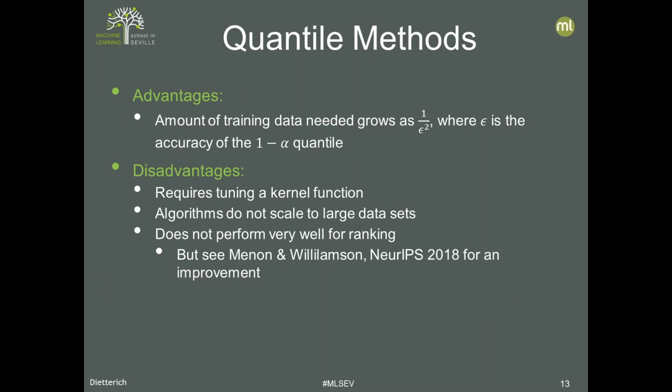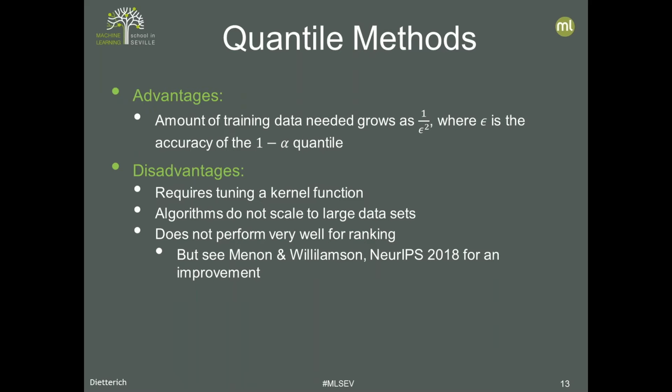Okay, so the advantages of these is that the amount of training data we need is much less. It only grows as 1 over epsilon squared, where epsilon is how accurately we want to hit that 1 minus alpha quantile. But it is a little bit tricky to use. It requires tuning a kernel function. Now that's true also for kernel density estimation.